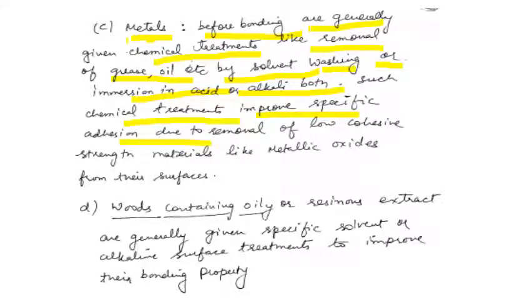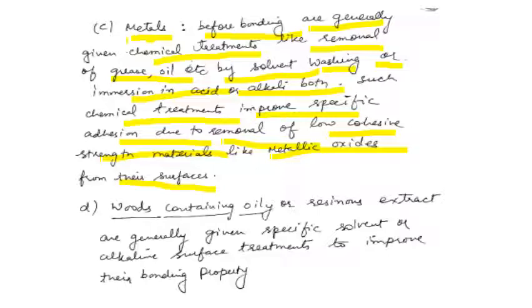This improves your adhesion mechanism due to the removal of low cohesive strength materials like metallic oxides from the surfaces. Generally, the impurity is responsible for forming metallic oxides on the surface. Metallic oxide is a low cohesive material which does not bind well with the adhesive. That's why it is removed.